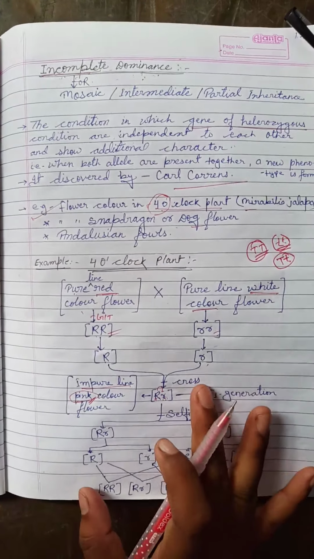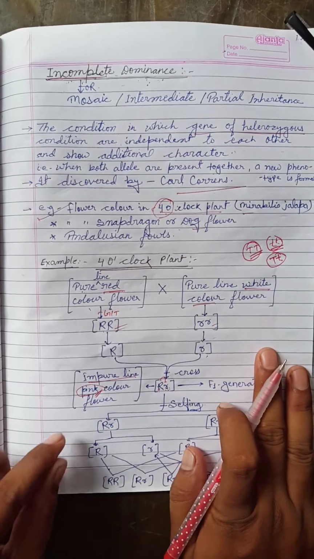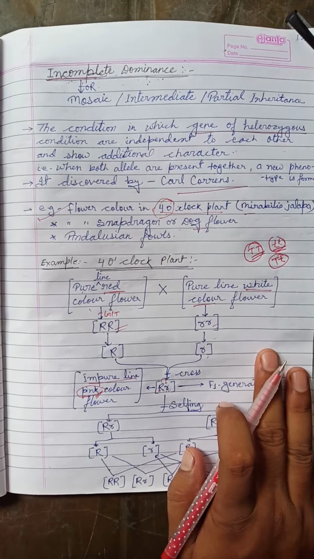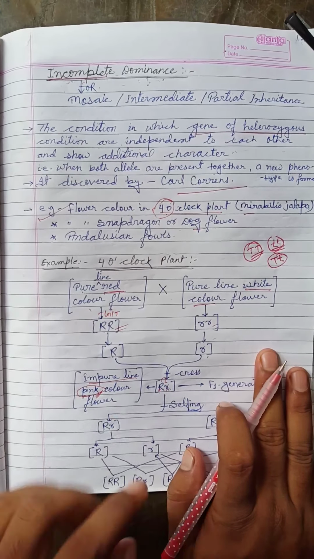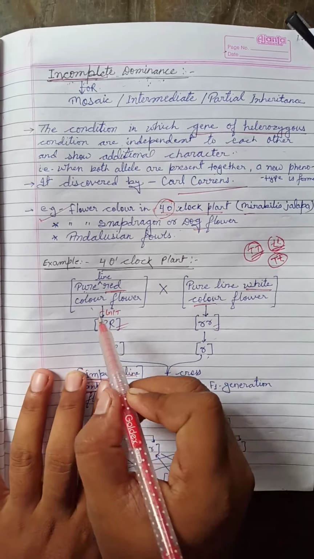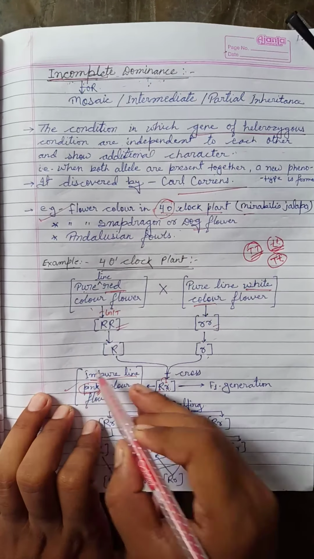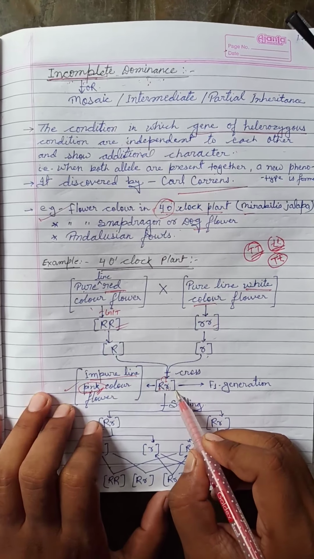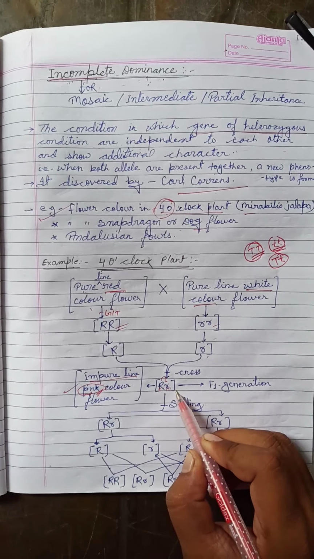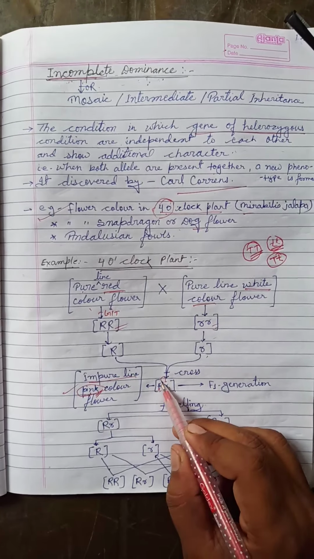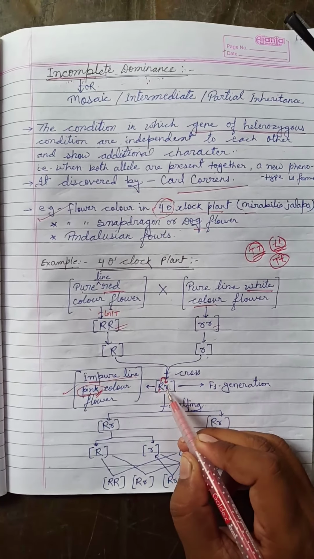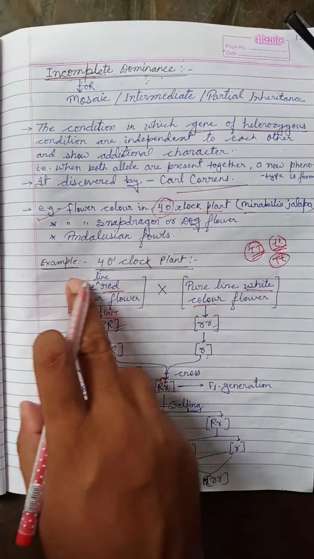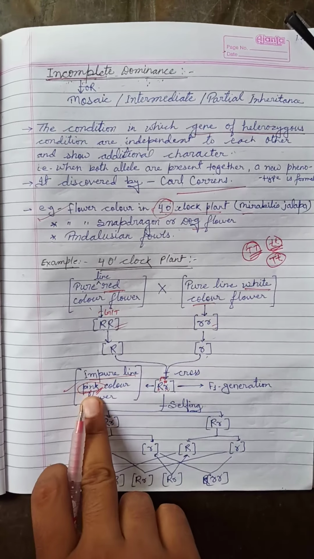Are you understanding the point? In incomplete dominance, the offspring do not carry the parental characters, that means red color or white color, but form a new phenotype, that is pink color in the F1 generation. Well, what would happen in dominance? Capital R would be dominant over small r and it would give a red flower. But here that does not happen, that's why it gives a pink color flower.